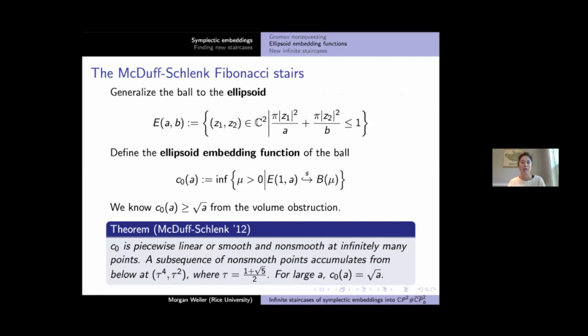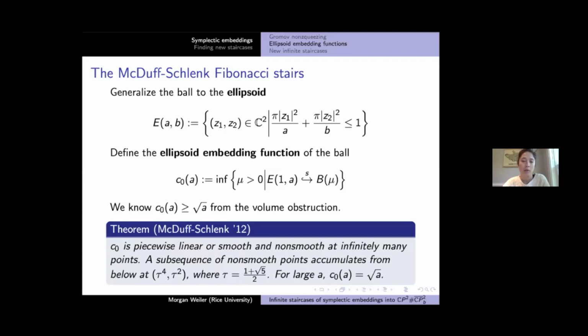In 2012, McDuff and Schlenk understood this very well using what's called the Fibonacci stairs. So instead of thinking about the ball, let's think about the ellipsoid, which is pairs z1, z2 in C^2 where pi times the absolute value of z1 squared divided by a, plus pi times the absolute value of z2 squared divided by b, is less than or equal to 1.